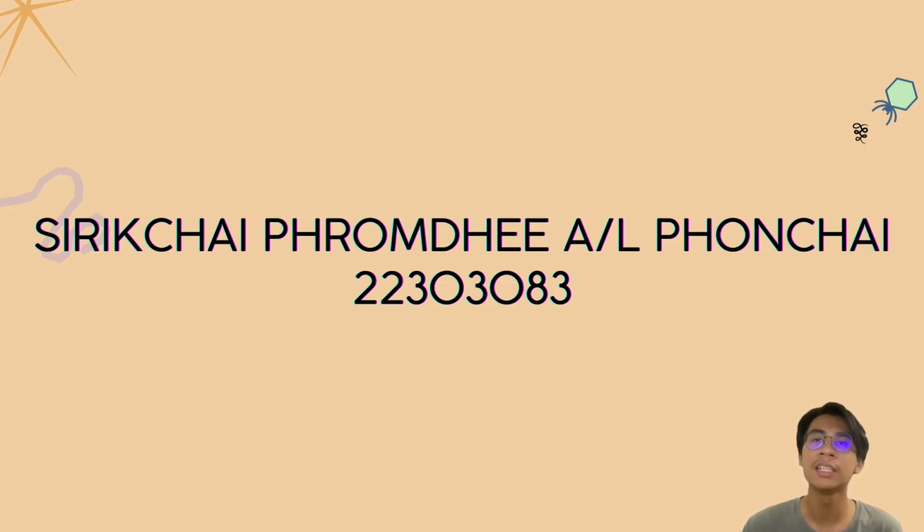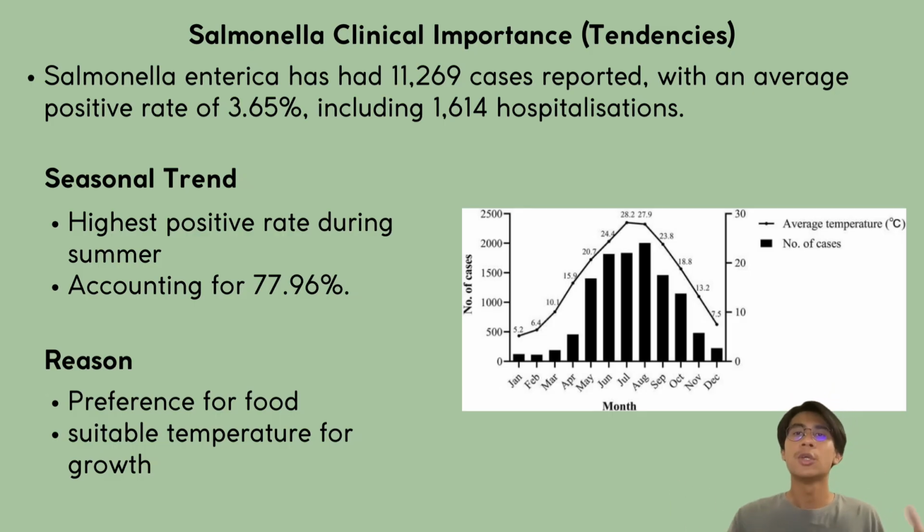I'm going to be explaining about the clinical importance, more specifically, the tendency of Salmonella enterica. Based on a study from NIH from 2010 to 2021, Salmonella enterica had over 11,269 reported cases with an average positive rate of 3.65%, including 1,614 hospitalizations.